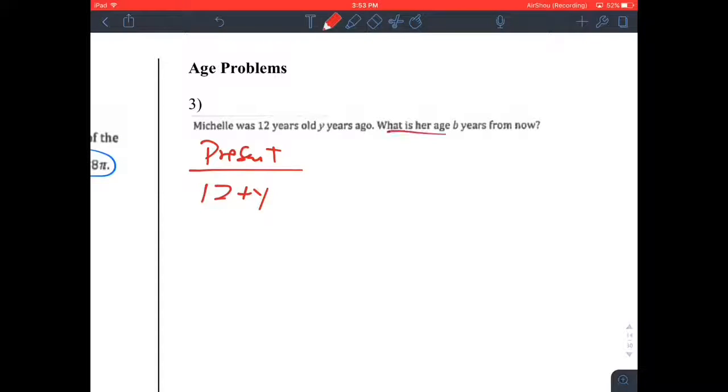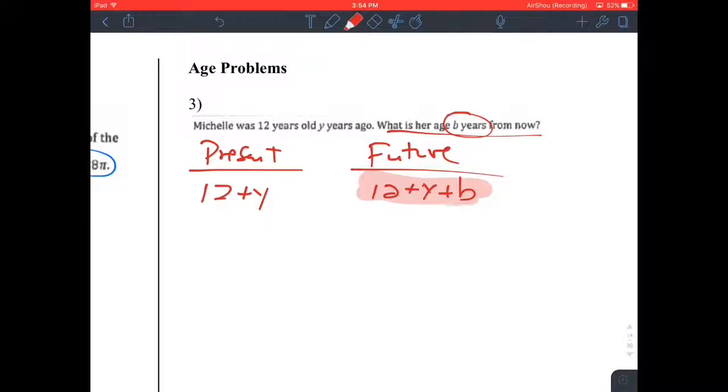What is her age b years from now? In the future, we're going to take her current age, which is 12 plus y, and add to it how many years we want to go in the future. We want to go b years in the future. That's it. We don't know her actual age, we just know this algebraic expression.